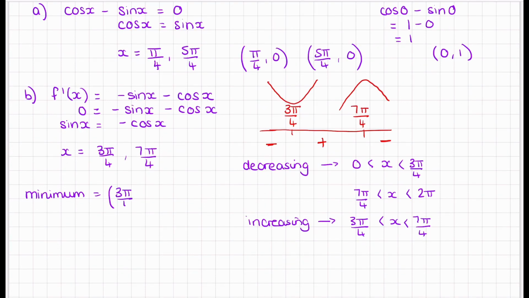So minimum at 3 pi on 4, and then just put 3 pi on 4 back into the original equation, and that will tell you the y value, which is negative root 2. And our maximum is at 7 pi on 4. Put that back into the original equation to work out the maximum point, and that is at root 2.